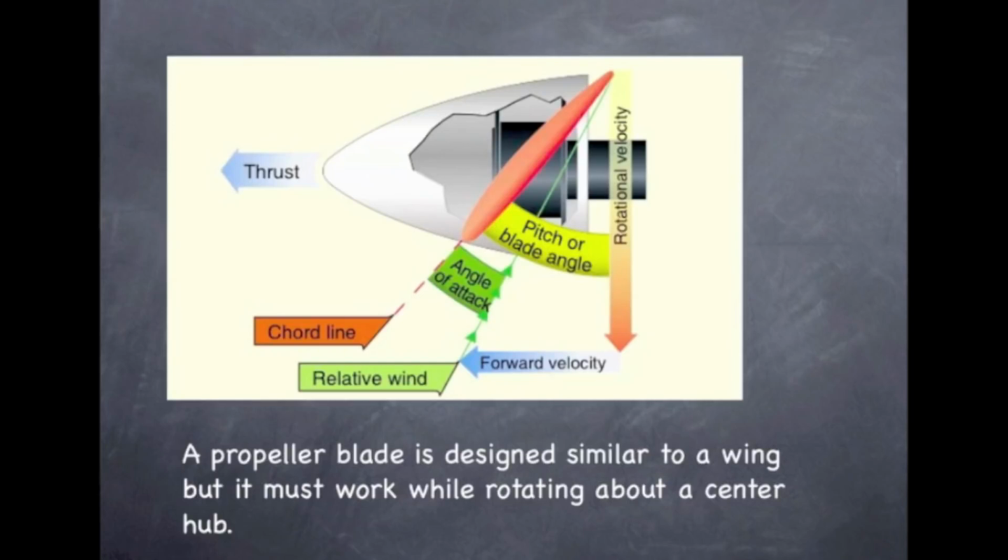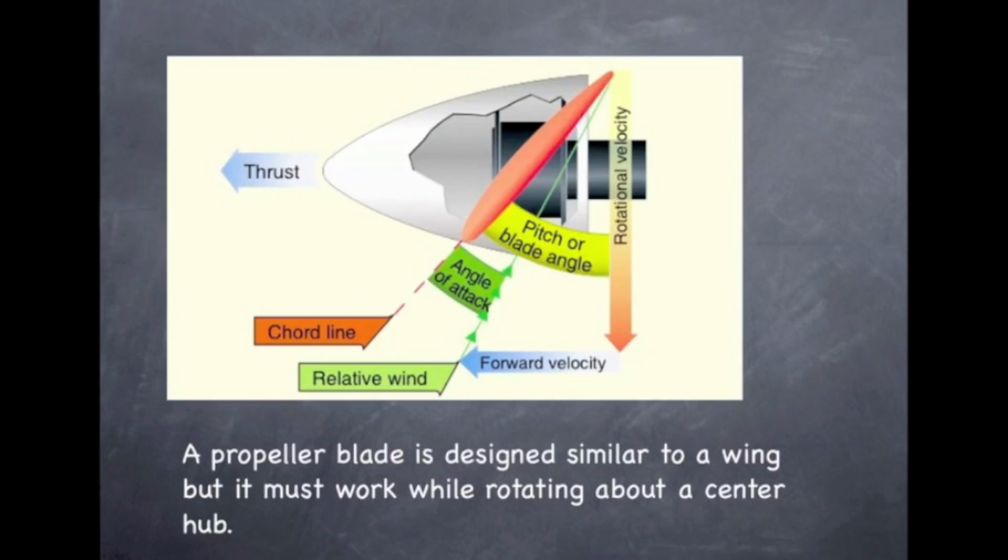Let's look at the design of a propeller blade. The propeller blade is actually similar to a wing of an airplane, except that it rotates around a center hub. Similar to a wing, the propeller's chord is an imaginary line drawn from the center of the leading edge to the rear of the propeller. The blade angle is a measurement of the distance between the propeller chord and the plane of rotation, which is fixed in one position on most airplanes.